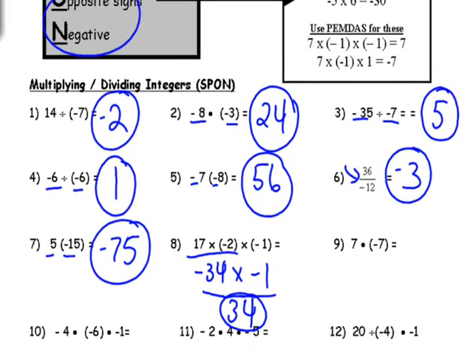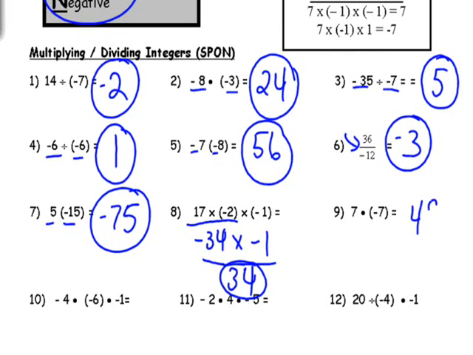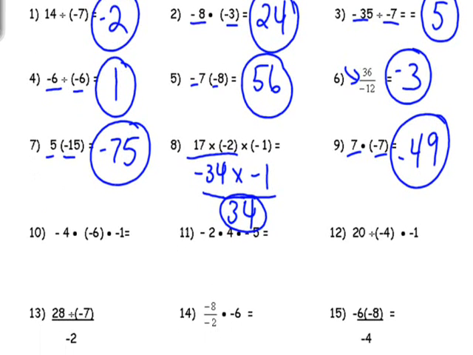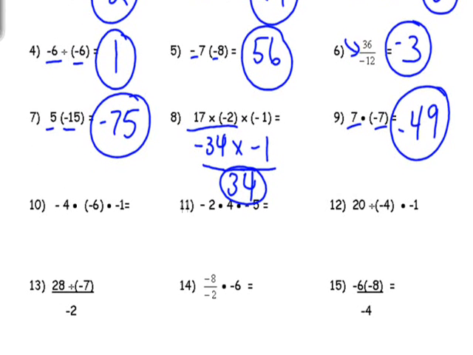The next one, 7 times 7 is 49. Now I'm going to look at the signs. I have a positive and a negative. It's negative 49. And we'll do a couple more examples.